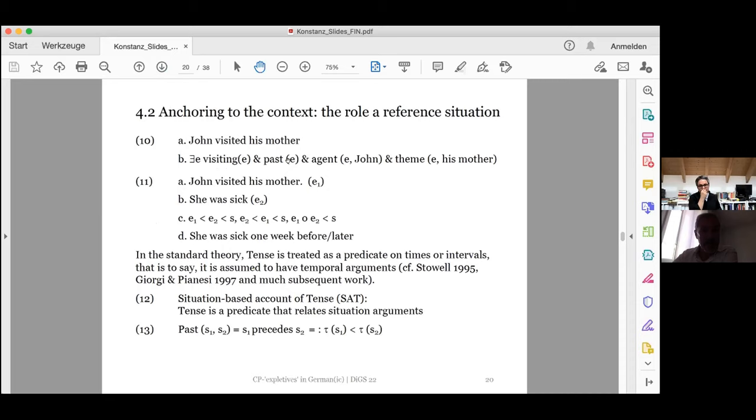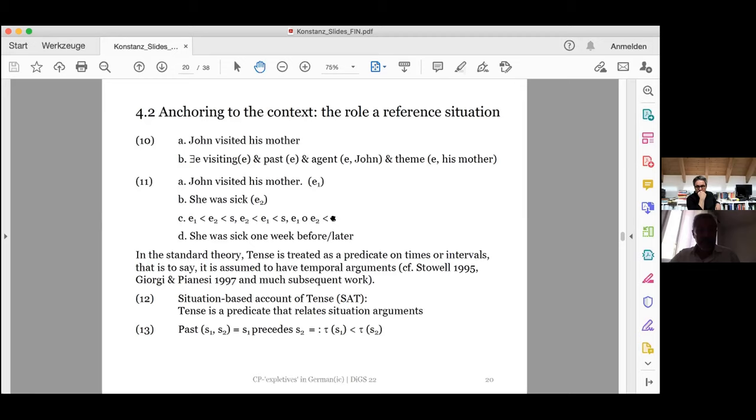Now, this simple linking approach runs into problems when you look at discourse or narrative text, sequences of events. John visited his mother, she was sick. So if you simply link the second event back by past tense to the utterance time, E1 could precede or follow or overlap with E2 as long as both precede the speaking time. But of course, we understand that she was sick at the time of his visit. So we need something like a reference situation.